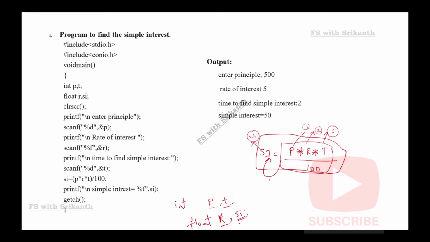And we are collecting the values from the user. First we get the principal amount and store it as P, the rate of interest we collect and store as R, and the time for simple interest we collect and store as T. So we collect P, R, T from the user, perform this logic, get the simple interest, and print it, right? Very simple.